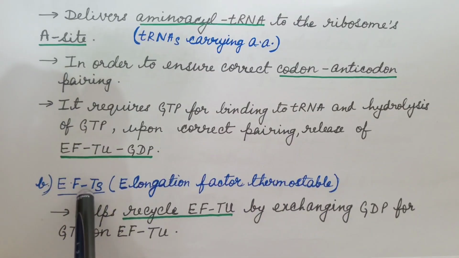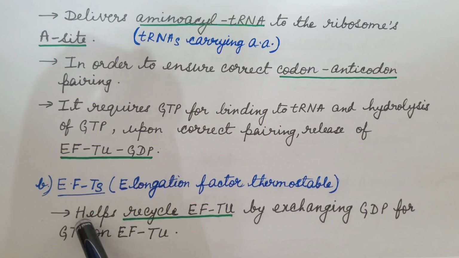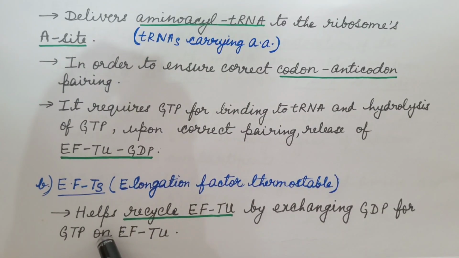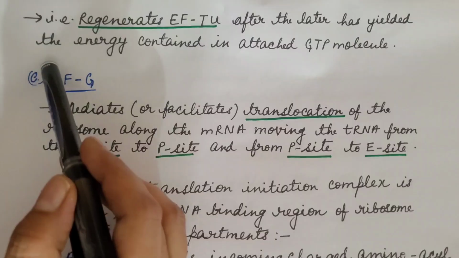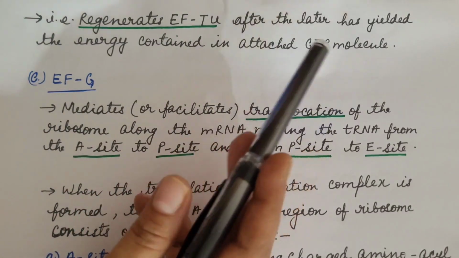Now second is EF-Ts, elongation factor thermostable. It helps recycle EF-Tu by exchanging GDP for GTP on EF-Tu. That is, it regenerates EF-Tu after the latter has yielded the energy contained in the attached GTP molecule.